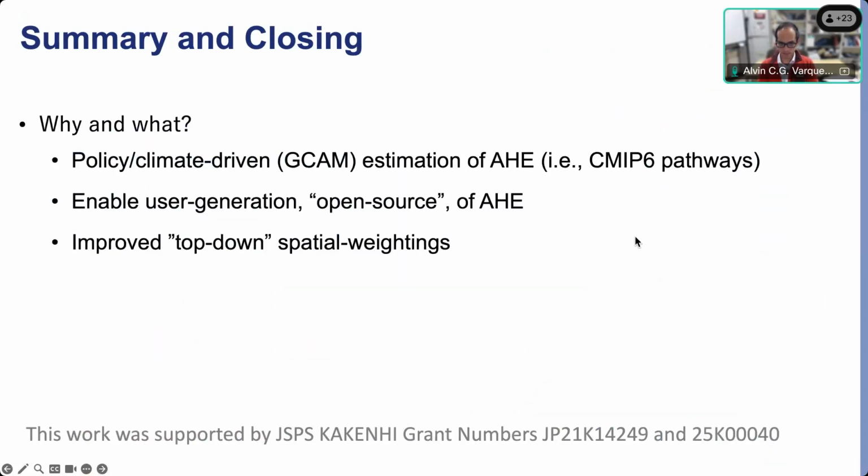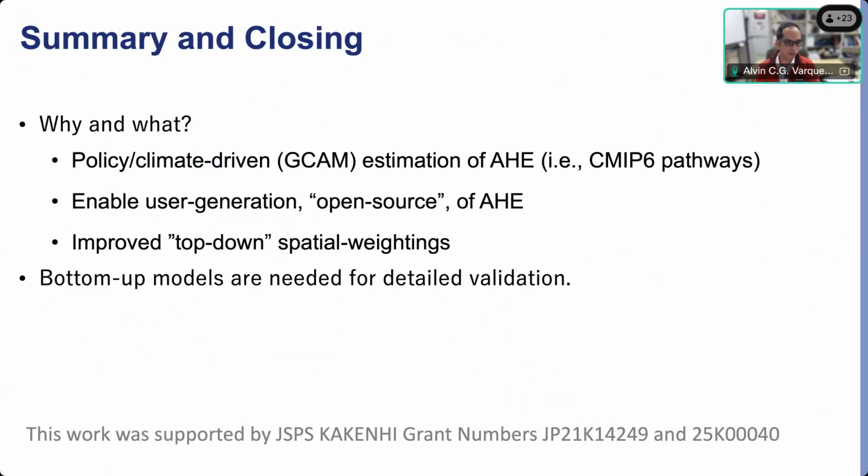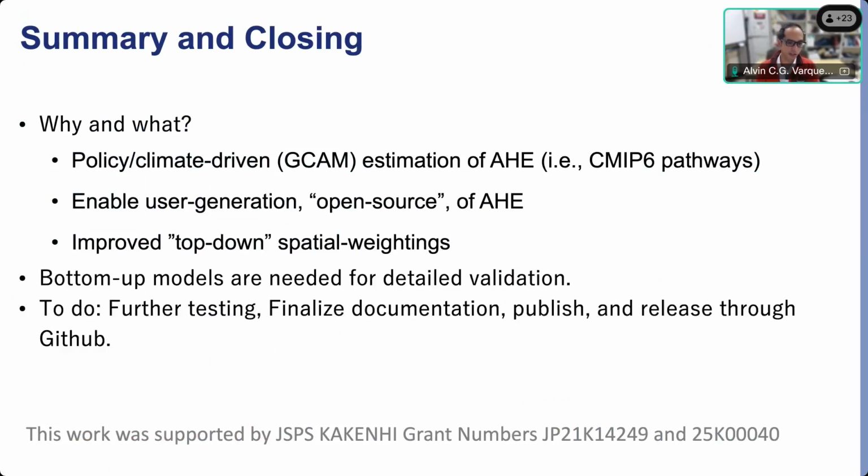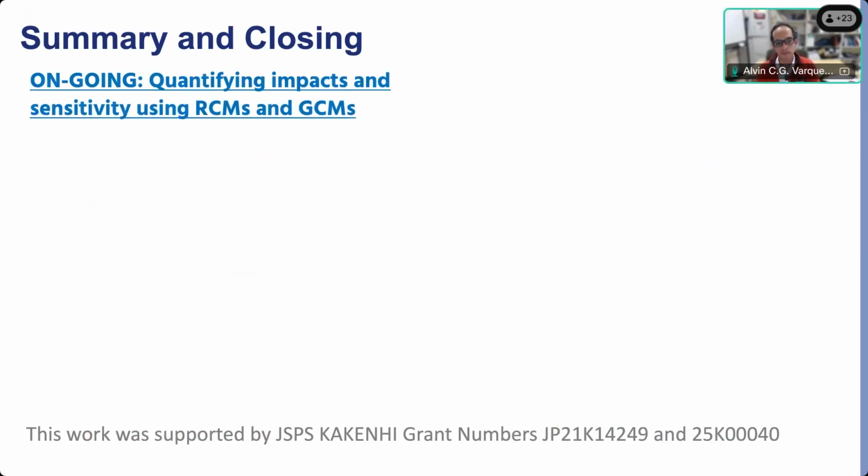So to sum up, we just introduced GCAM into our model, and we hope that this will enable user generation as open source. And there were some improvements to the top-down spatial weightings that were introduced, but we hope to confirm this more in the future. So bottom-up models are still needed for detailed validation. So further testing, finalizing documentation, publishing, and releasing through GitHub is needed.